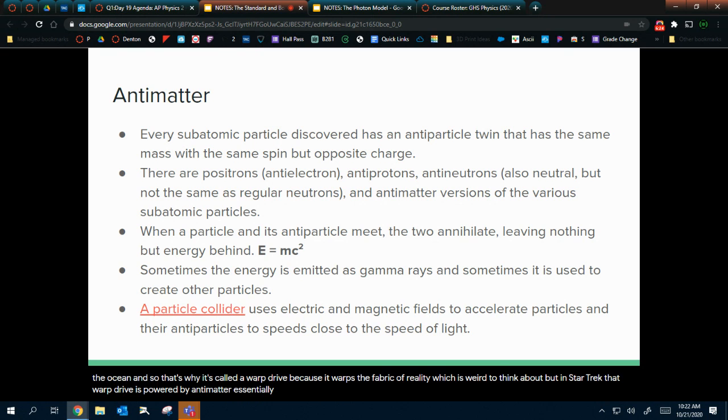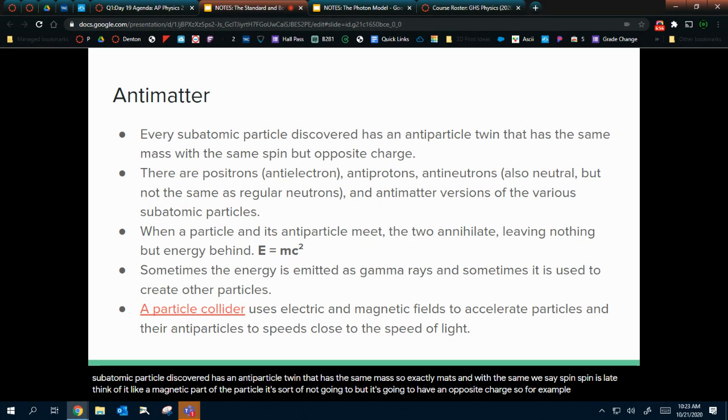Essentially, antimatter is very similar to actual matter, except the complete opposite. It says every subatomic particle discovered has an antiparticle twin that has the same mass, so exact same mass, and the same spin. Spin is like, think of it like the magnetic part of the particle. I'm not going to get more into that. But it's going to have an opposite charge.